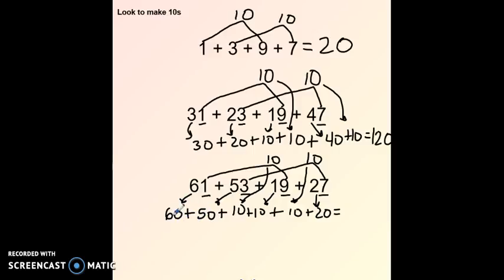So here I have 60 plus 50, which is 110. 110 plus 10 is 120. 120 plus 10 is 130. 130 plus 10 is 140. And 140 plus 20 is 160.